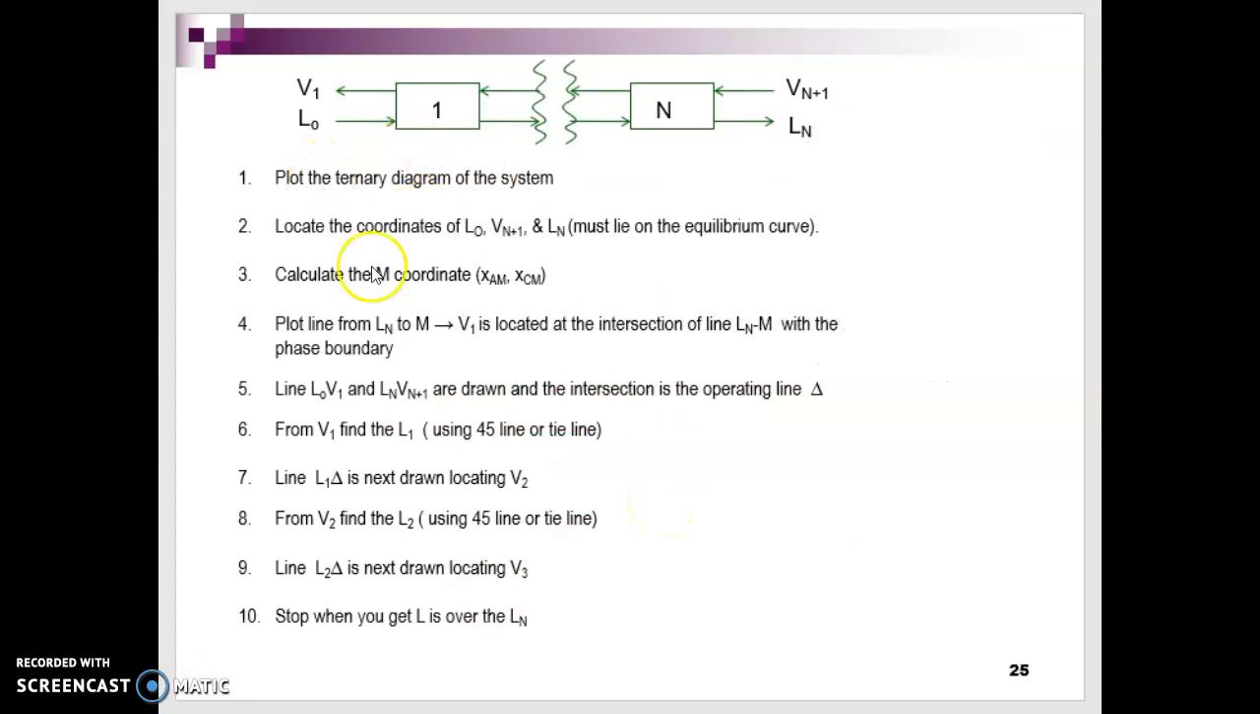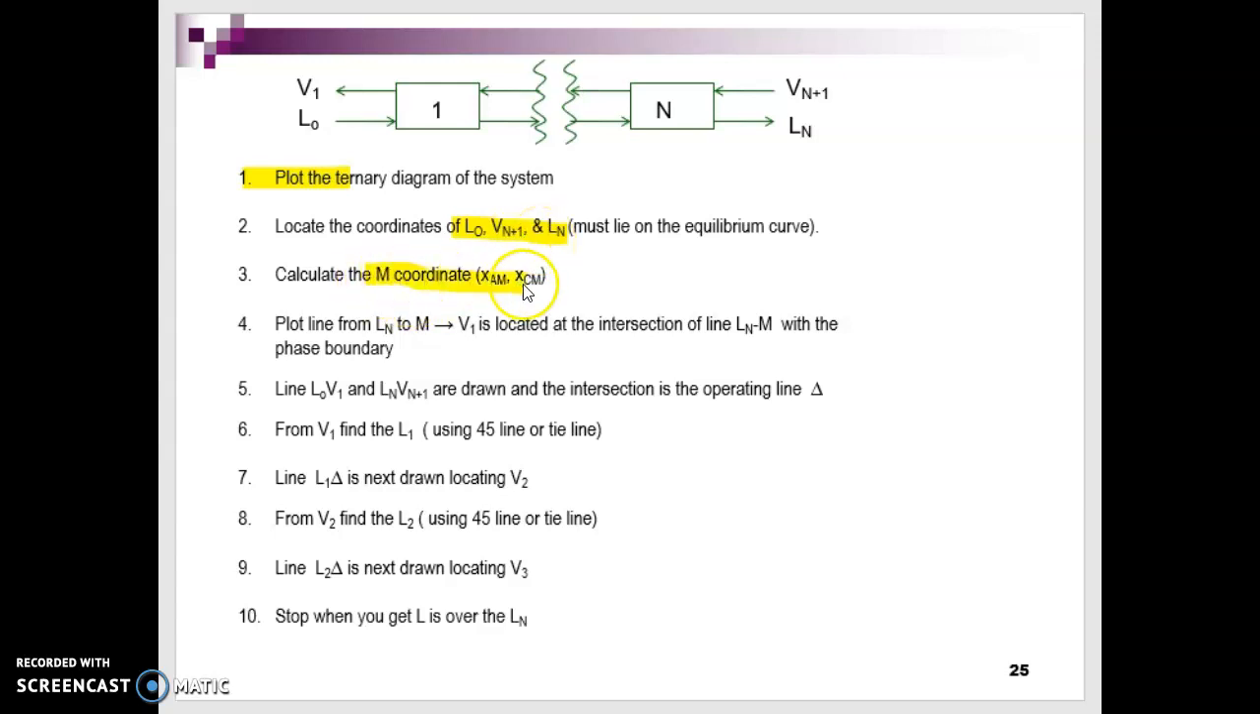Okay, the steps: we have 10 steps. First, plot the ternary diagram of the system. Locate the coordinates. This coordinate must have all the information. If not, you cannot plot it in your graph. So this is the step.